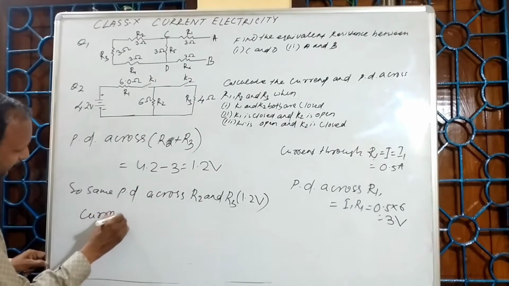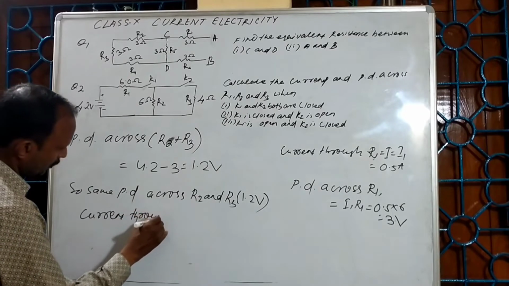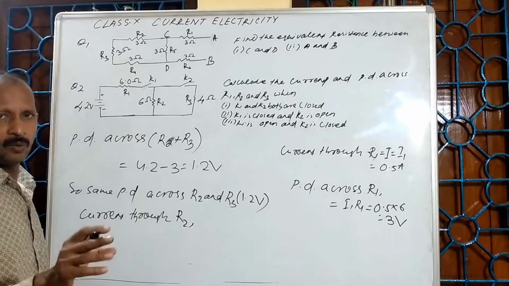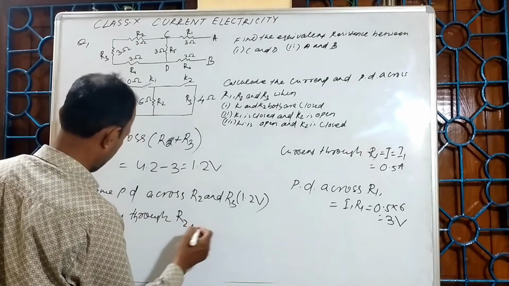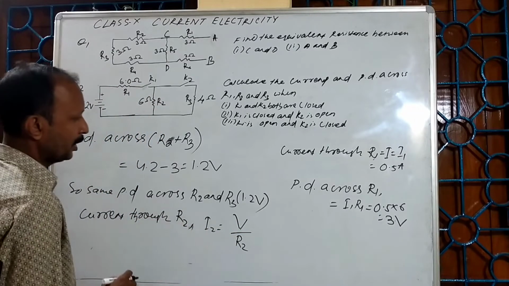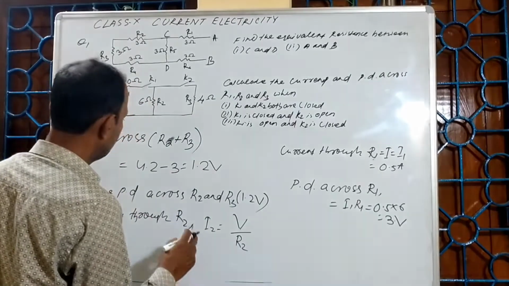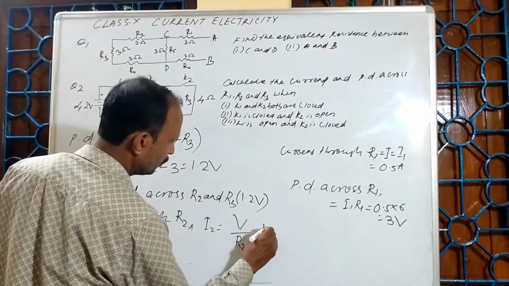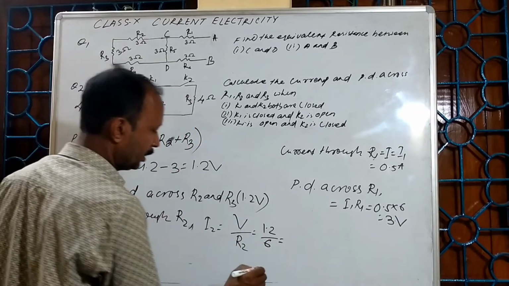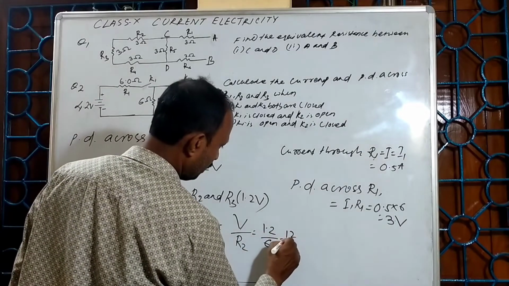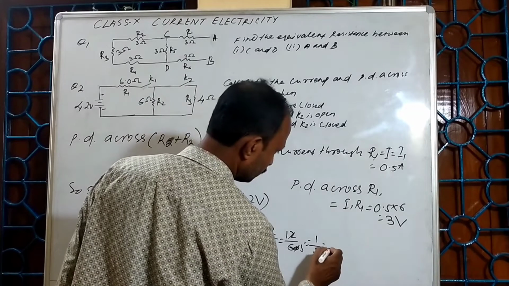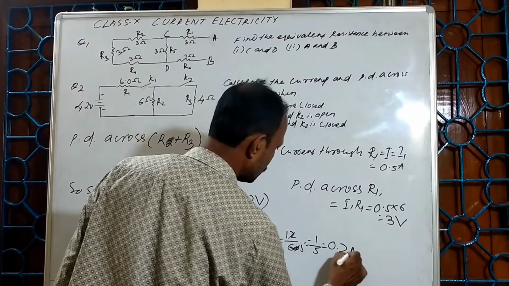So the current through R2: V equals IR, so I equals V by R. The current through R2 is equal to the potential difference 1.2 volt divided by the resistance, which is 6. So I can write this as 12 upon 60, which is 0.2 ampere.